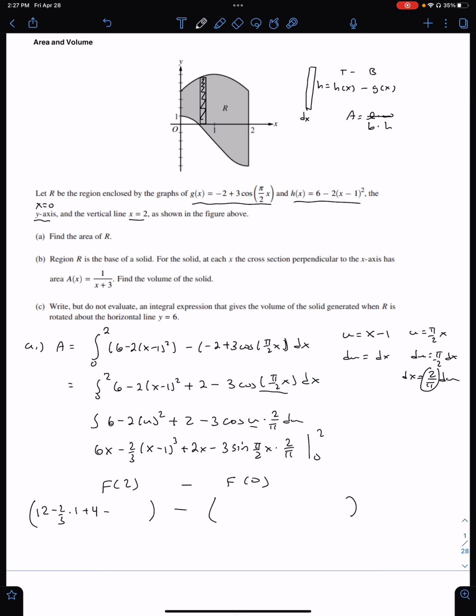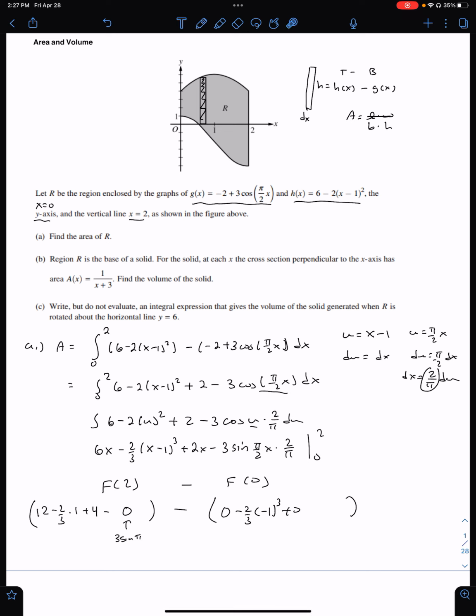If we were to plug the 2 into sine of (pi over 2 x), the 2's cancel, we get sine of pi. So this whole quantity is just 0. That's the 3 sine of pi right there, just 0. Plugging in 0 now, plugging in here, we get 0 minus 2/3 times negative 1 cubed plus 0.